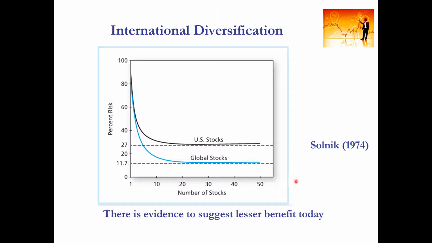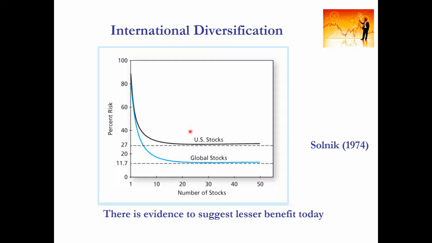And this is an example of how international diversification provides benefit to investors. This graph shows how the number of stocks reduces risk. As you can see, on the vertical axis we have percent of risk, and on the horizontal axis we have number of stocks. As we increase the number of stocks in our portfolio, unsystematic risk continues to decrease, and then this line becomes asymptotic, indicating the level of systematic risk that cannot be reduced by increasing the number of stocks.